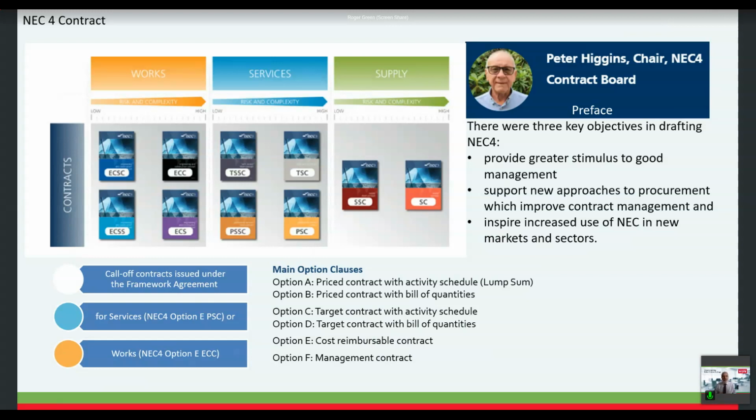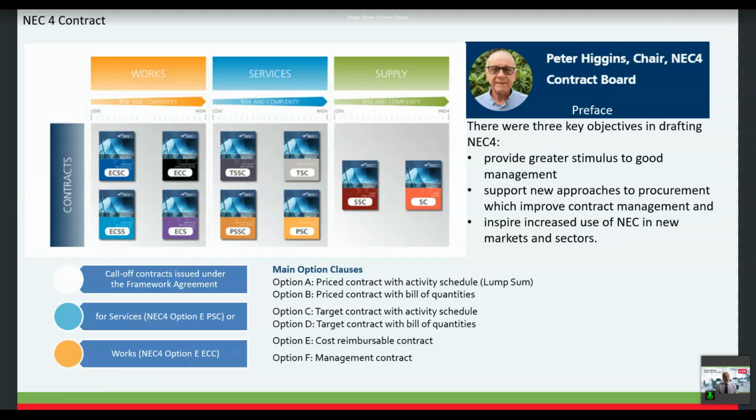And just to show you that it's not just a mindless element behind there, we've got Peter Higgins, who's the chair of the NEC 4 board, and the NEC 4 was brought around to provide a greater stimulus to management, support the new approaches around procurement, and then also to look at increasing the sectors that they were working in. And obviously this NEC 4 contract is being used worldwide, so there's some significant contracts that are being delivered under that.